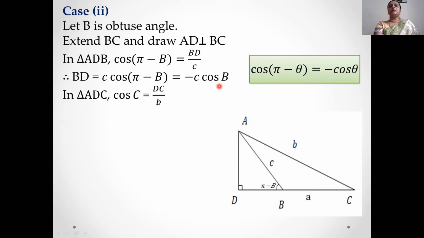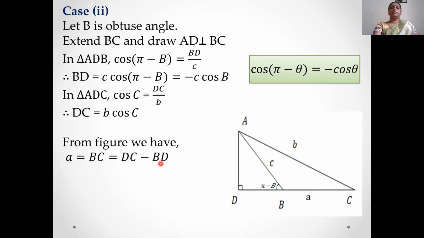Now consider the triangle ADC. Here cos C will be adjacent side divided by hypotenuse. Adjacent side is DC. Hypotenuse is AC, that is b. Therefore, in triangle ADC, cos C is equal to DC divided by b. Therefore, DC will be b cos C.